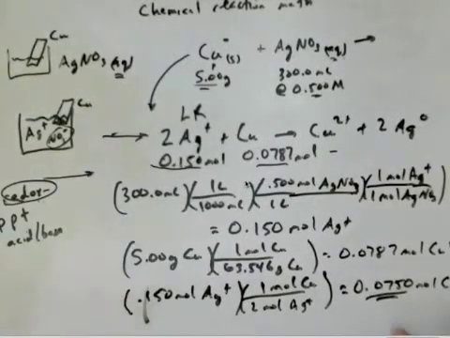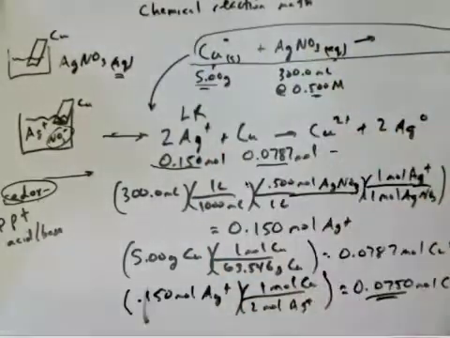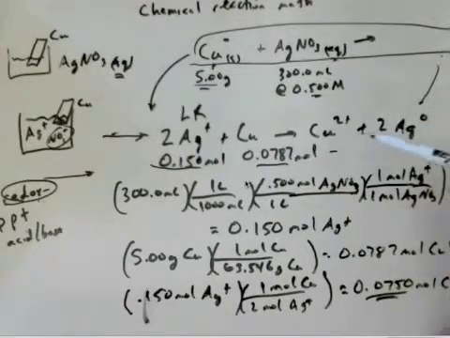Okay, so there's an example with a redox reaction. So what did we do? We first took our entire equation and wrote it as ions. Then we got the net ionic equation. Since it was redox, we had to balance the electrons. And then we figured out our starting amounts and did stoichiometry.